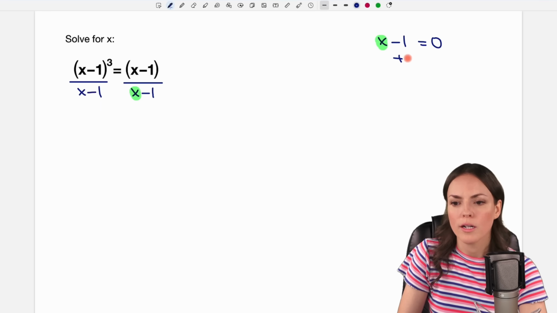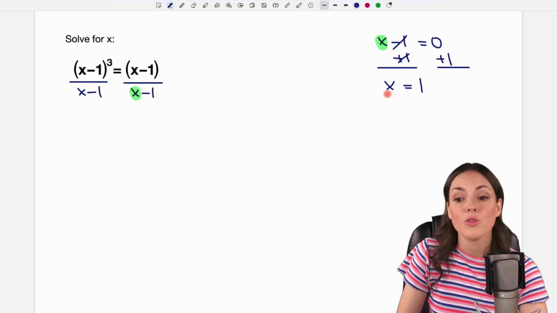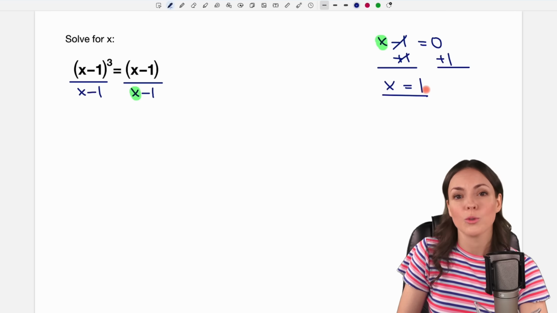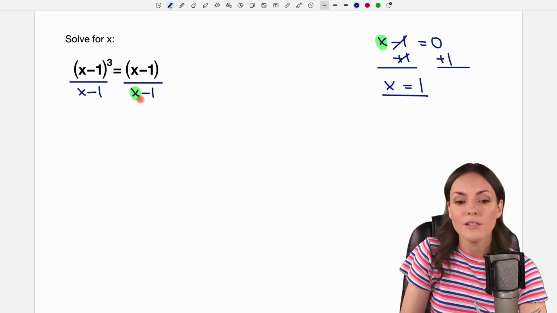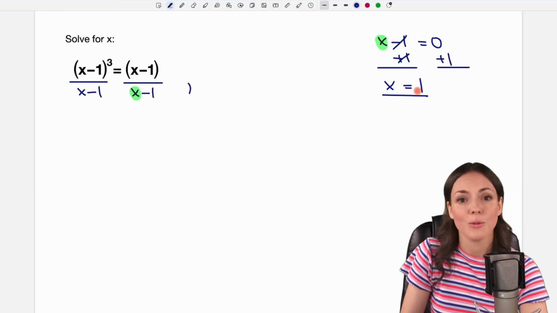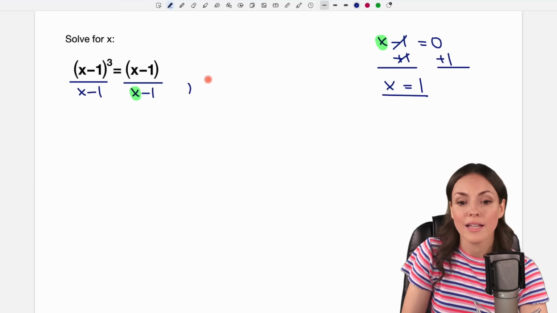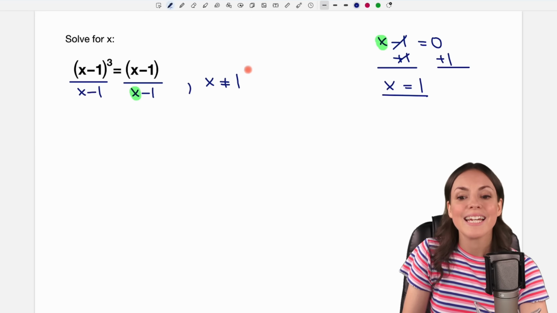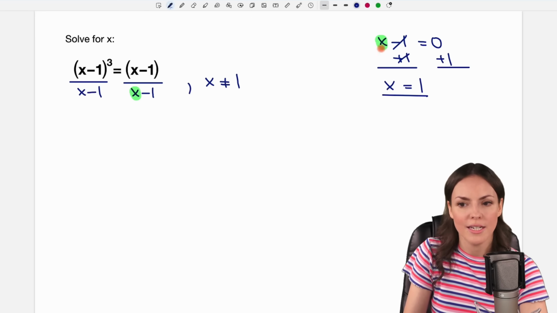So we add 1 on both sides of the equation so that we have x here. This cancels out. And on the other side, we get a 1. So if x is equal to 1, then we would divide by 0 here. So this step here is not allowed if my x actually equals 1. So this step is only allowed if x is not equal to 1.